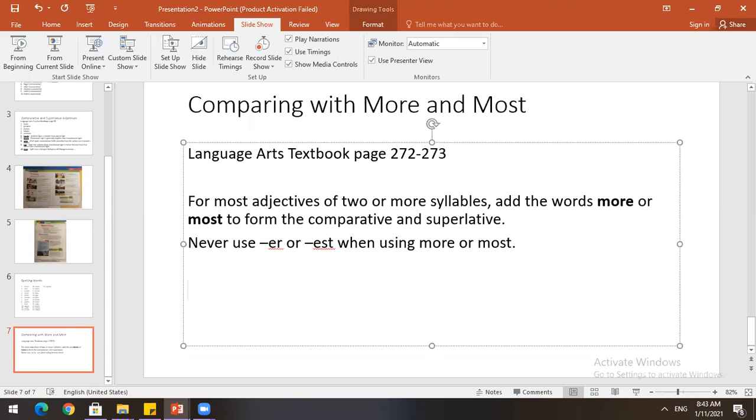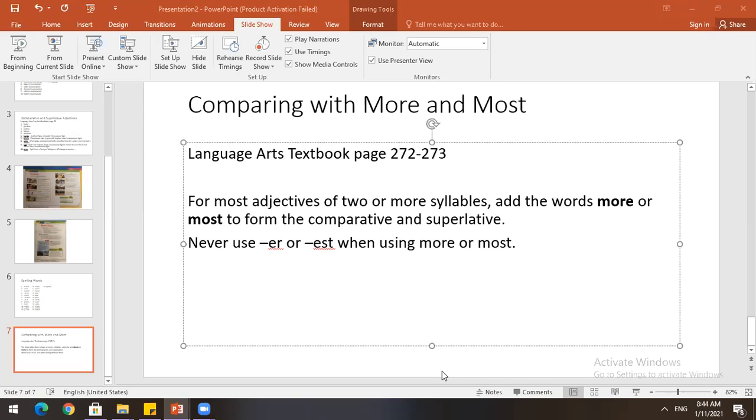All right, look at page 272. Here is an example. It is incorrect to say the Bronx Zoo is more bigger than the Central Park Zoo. Why is this incorrect? Because the comparative and the superlative forms of big are bigger and biggest. So it's also incorrect to only use more or most when we're not supposed to, when we're supposed to use ER or EST. So here this is incorrect. It should be the Bronx Zoo is bigger than the Central Park Zoo.